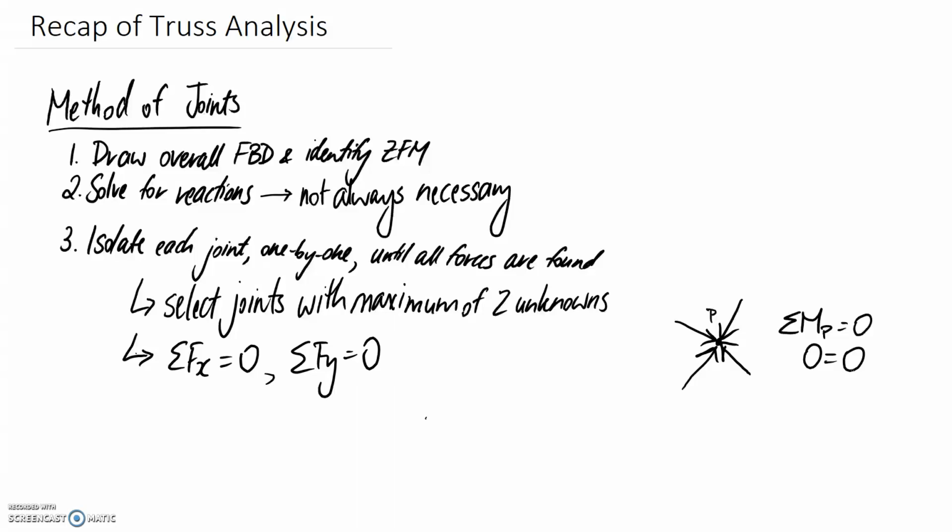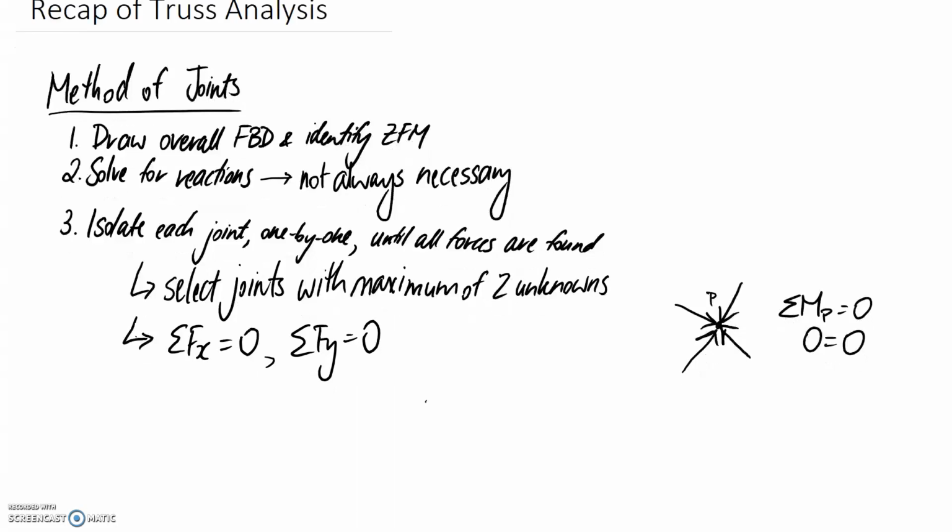So I guess the main trick here with method of joints is that you need to be a little bit strategic in which joints you analyze in which order. You need to move across your truss so that you're selecting joints that only have a maximum of 2 unknowns. Otherwise it's just not solvable. So that's pretty much it for method of joints, and there's a couple of examples in the future videos for you to have a look at there.